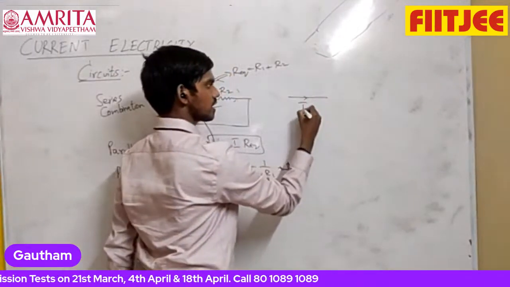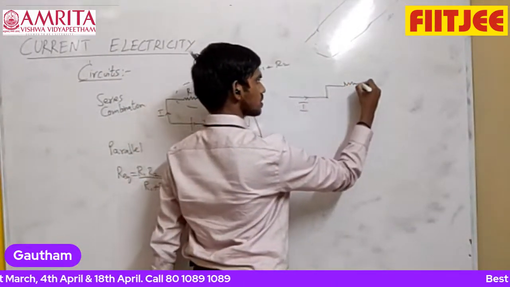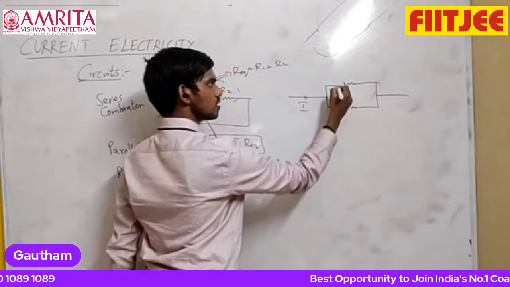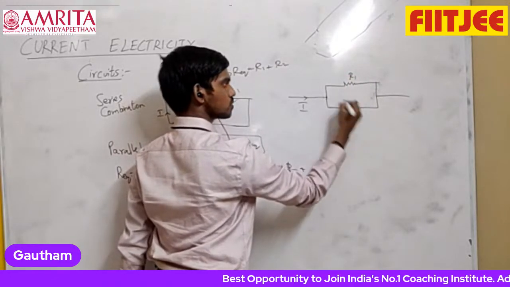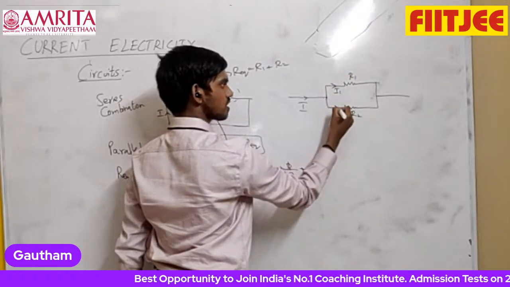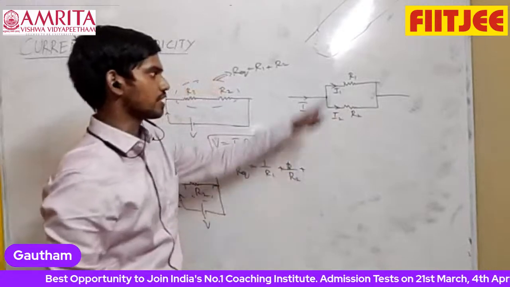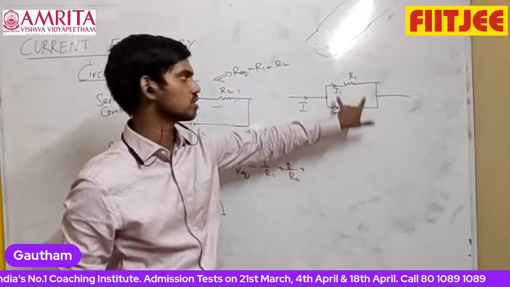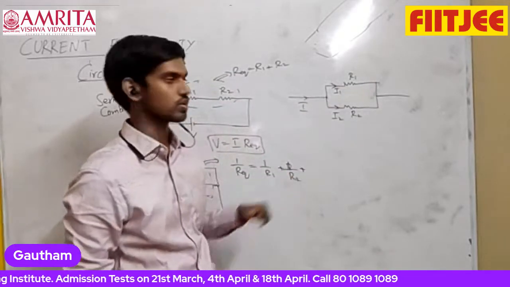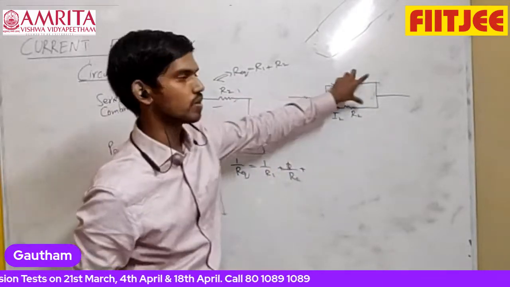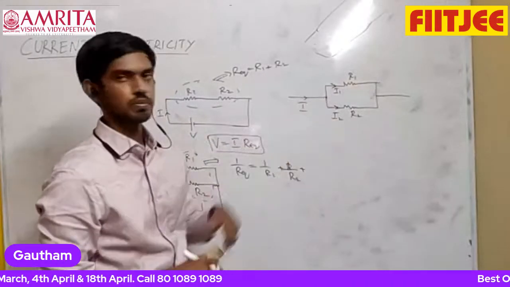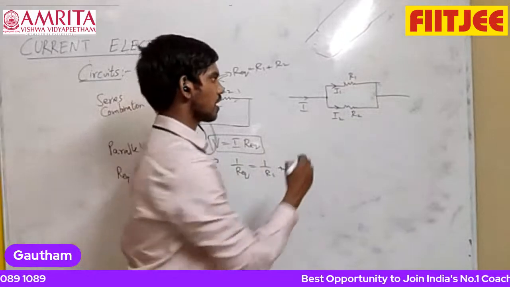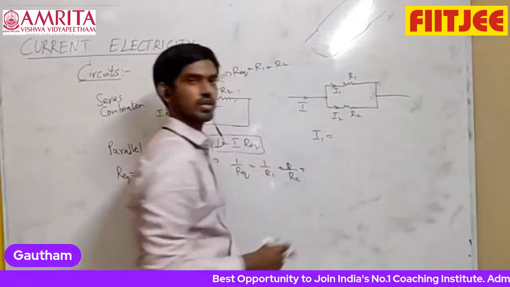Suppose there is a current I entering a junction and you have two resistors in parallel, R1 and R2. Then the current will split. I1 plus I2 is equal to I, and I1 R1 is equal to I2 R2. Potential drop here is equal to potential drop here, so we get one equation. Current entering will be equal to current leaving, so I is equal to I1 plus I2, which gives another equation. From here you can find the value of I1. So the result you can remember.